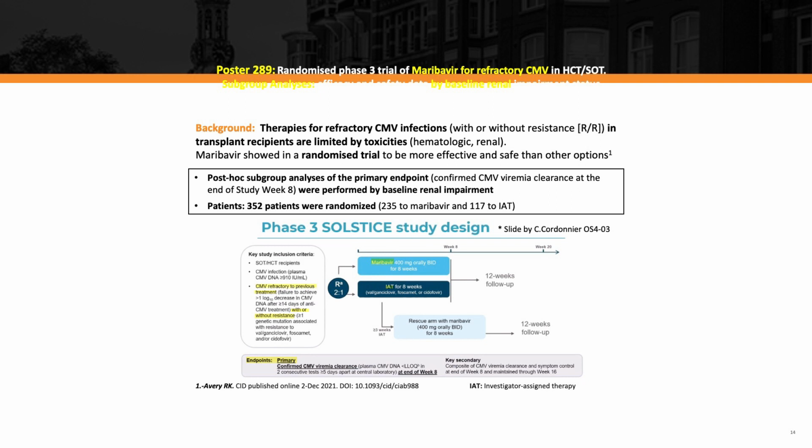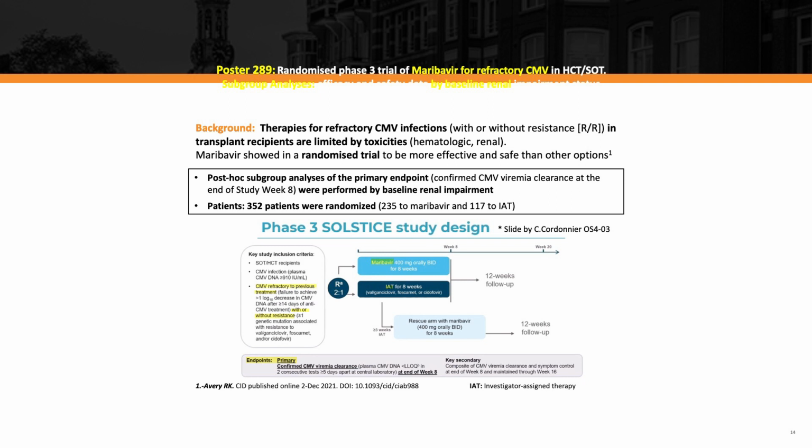Maribavir has been shown in a randomized trial, you have the reference here, to be more effective and safe than other options. What they present here is the primary endpoint analyzed by baseline renal impairment. All the patients with different renal function have the same efficacy as patients with normal function. That is the question this study sets out to answer.